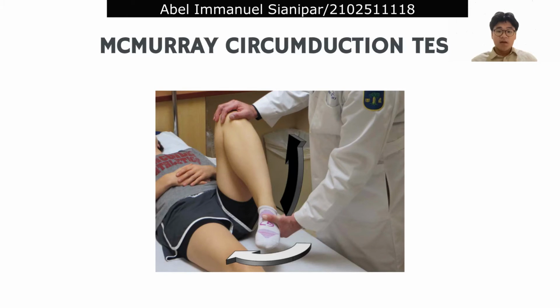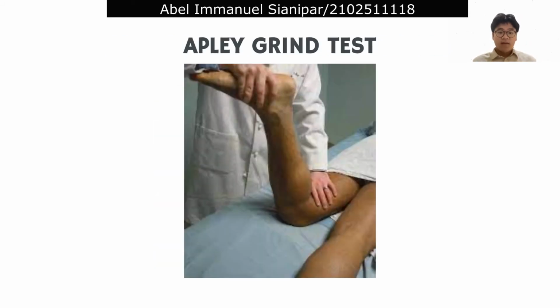McMurray circumduction examinations need the patient to be able to do full knee flexion for the test to be able to be performed. This is because of the design of the test itself. For an already displaced meniscus tear, this test may not be helpful because it's designed to displace an occult posterior horn tear. So the next test will be the Apley grind test.